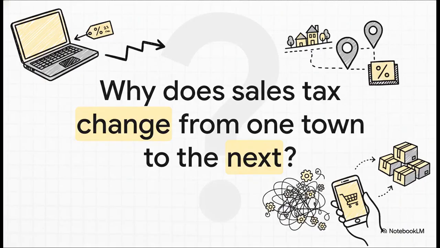I mean, think about it. You might buy a laptop and the tax is, say, 6%, but your friend who lives just one town over pays 8%. Or you're shopping online and that final price is a complete mystery until the very last second. It feels totally random, right? But believe me, there is a very, very complex system hiding behind all that madness. And it all starts with one pretty staggering number.